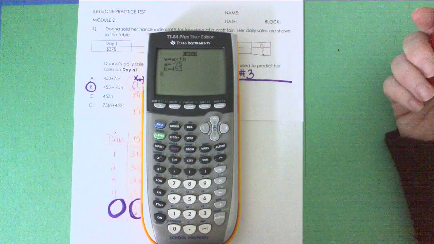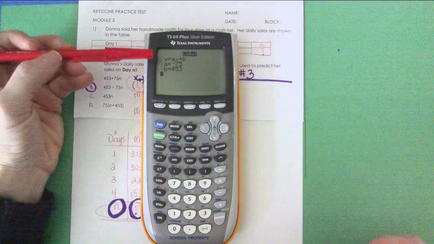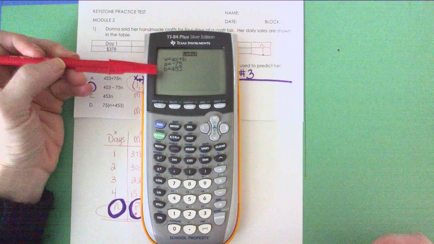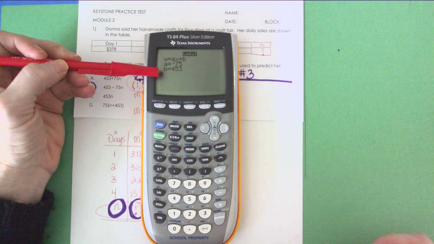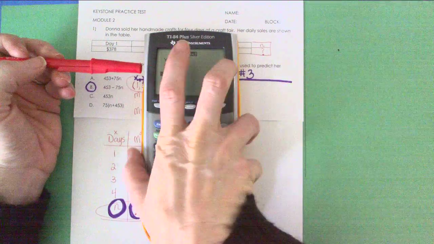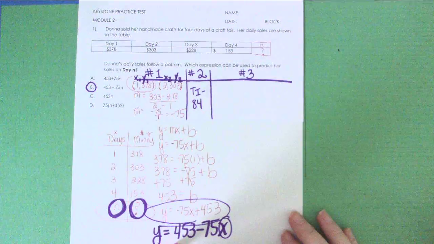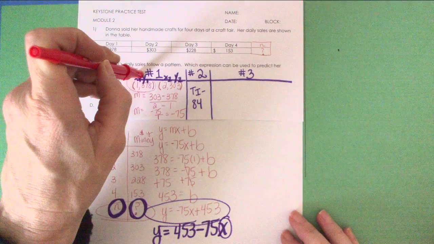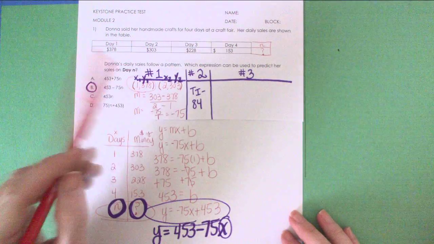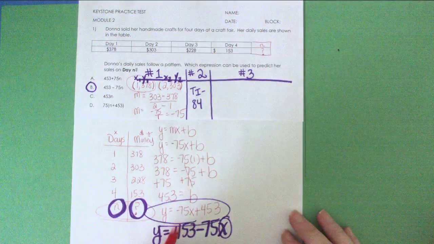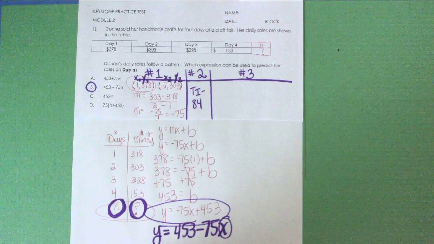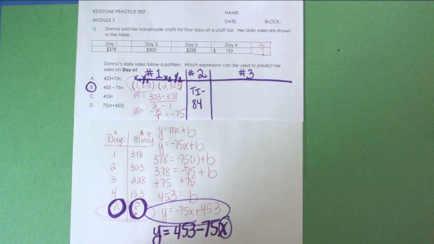And there it is. Now notice, they start with y equals ax plus b. They're telling me that a is negative 75 and b is 453. And that is going to equate exactly with my equation that I wrote when I did it by hand in part 1. Okay, so method 1, write the equation by hand. Method 2, use the TI-84. Now here's method 3. This I would call a test-taking strategy when your test is multiple choice.